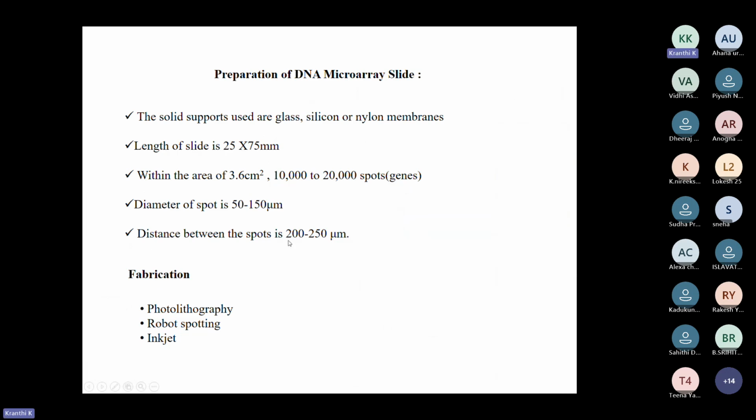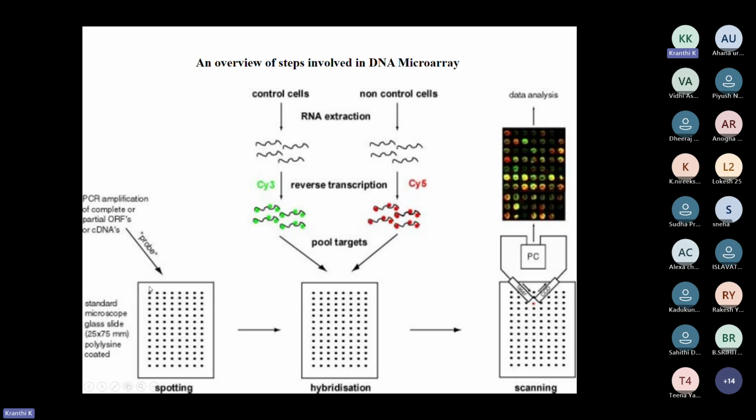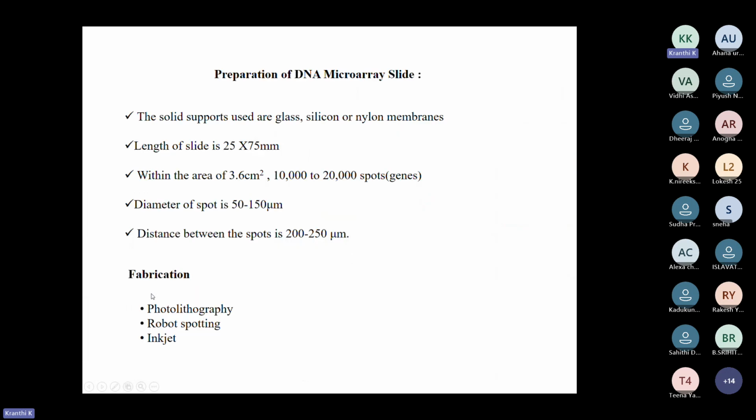Then the distance between the spots is 200 to 250 micrometers. We should follow a sequence, right? So the distance should be this much, and the spot should be this much. So we have some specifications, and based on that, you are creating one microarray slide.